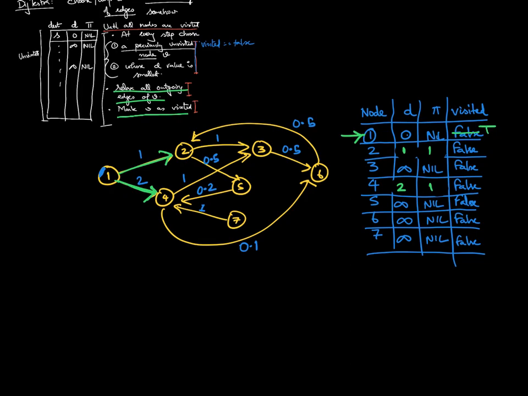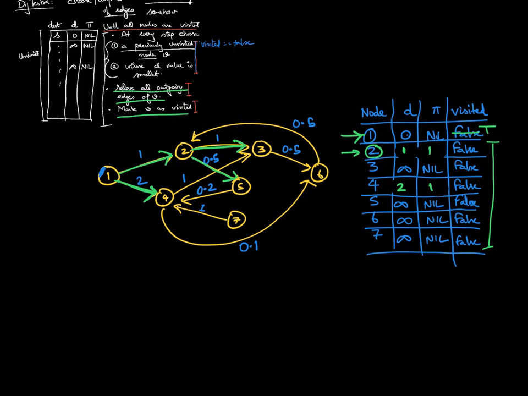So the next step: choose a previously unvisited node V whose D value is the smallest. Which is the node with the smallest D value so far? Well, the answer is node 2. It has the smallest D value among all the nodes which are as yet unvisited. All right. Now, choosing 2, relax all its outgoing edges. So relax 2 to 3, 2 to 5.